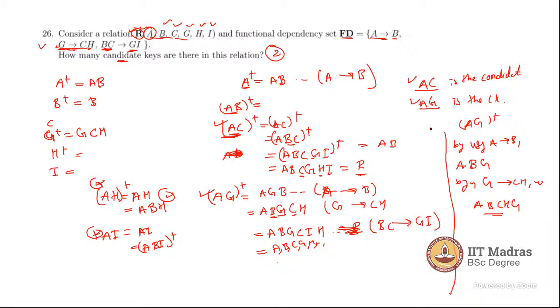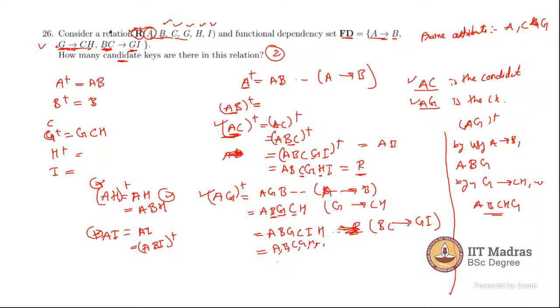And one more important point is that an attribute which belongs to a candidate key is known as a prime attribute. So here A, C, and G, these three are the prime attributes and the others are non-prime attributes.